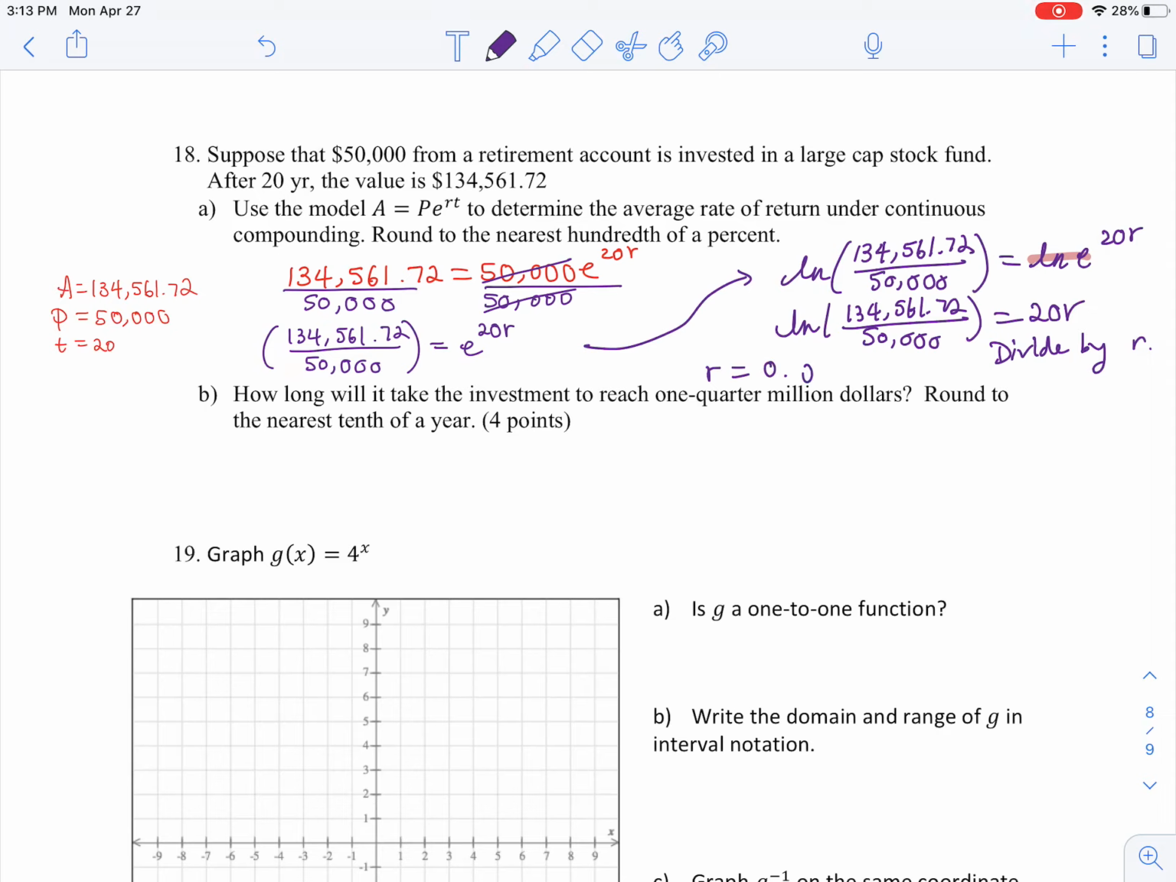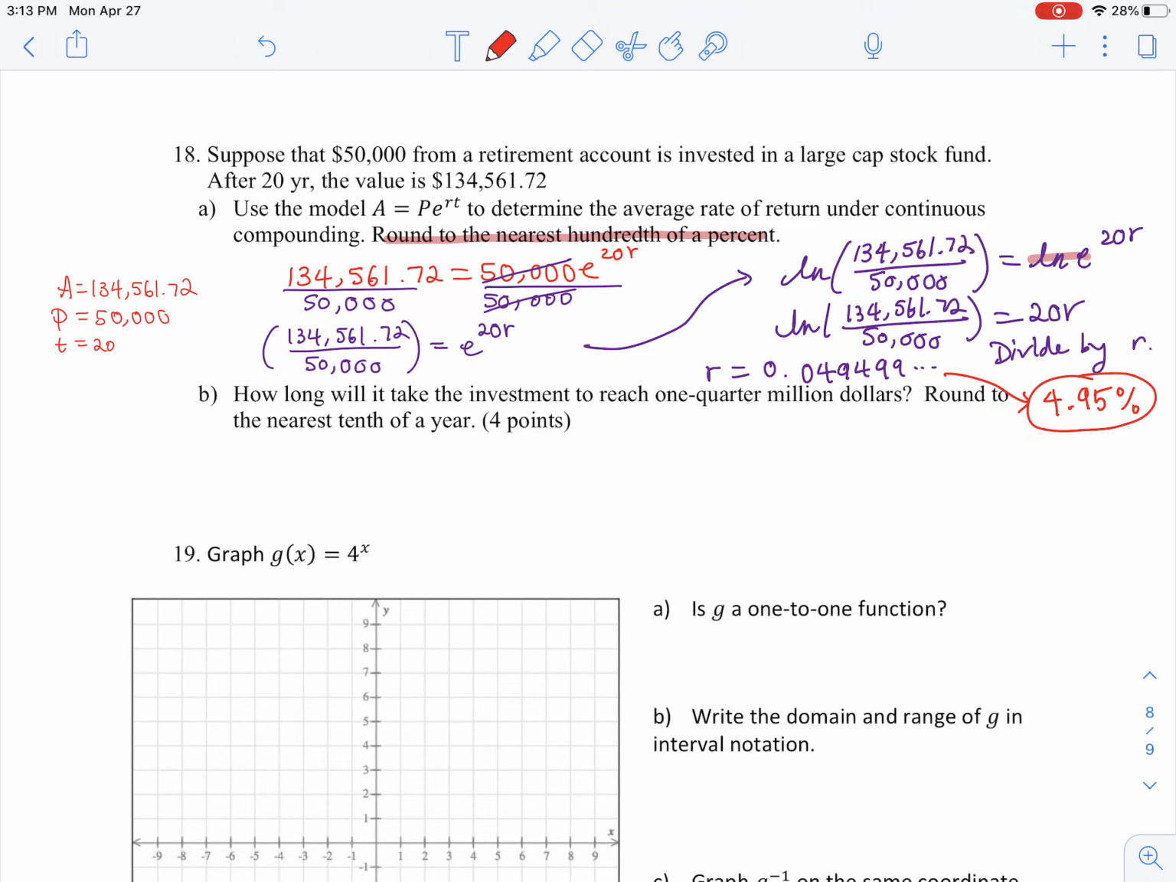r comes out to be 0.0494999. Now, how did they want you to round? They want you to round to the nearest hundredth of a percent. Now, they want you to round it as a percent. So multiply that answer by what? 100. And that turns into, let me go ahead and write down the answer. This is 4.95%. 4.95% rounded to the nearest hundredth of a percent.